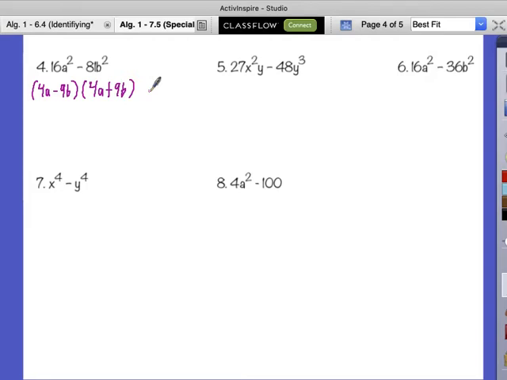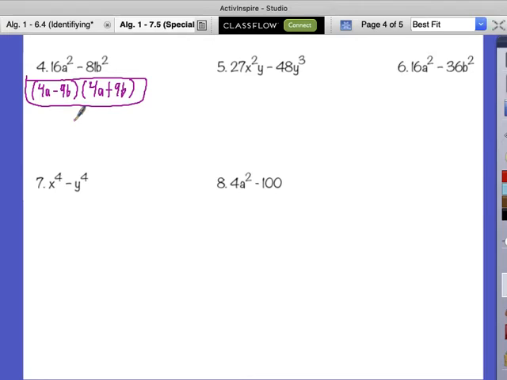Square root of 16a squared is 4a. 4a times 4a is 16a squared. Square root of 81b squared is 9b. 9b times 9b is 81b squared. And if we were to FOIL and check our work here, we would get a negative 36ab and a positive 36ab in the middle. They zero out to get rid of our middle term.